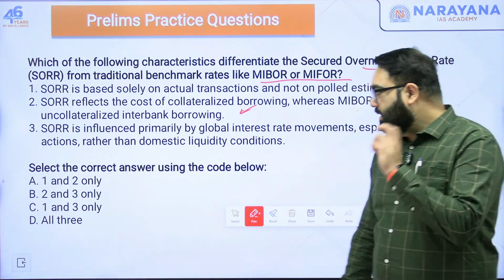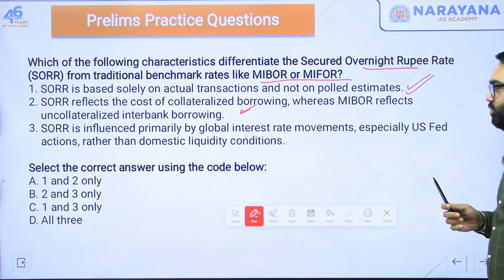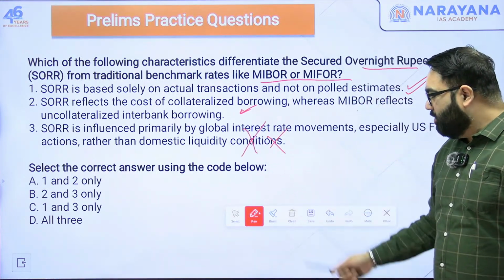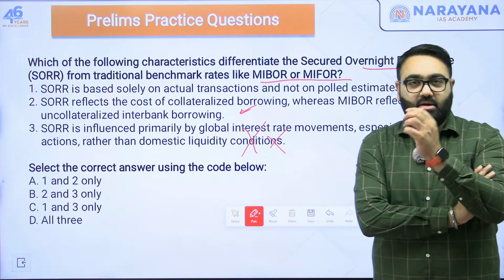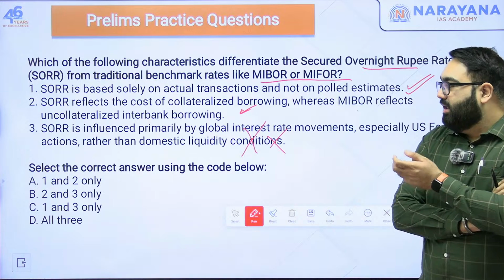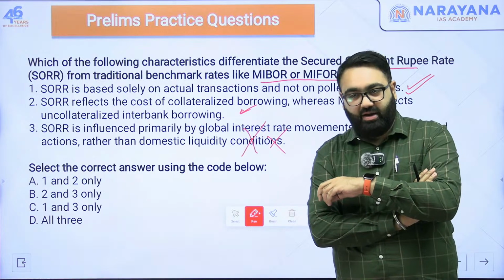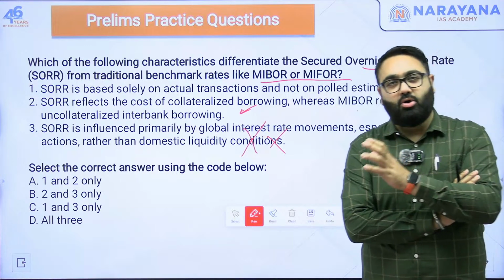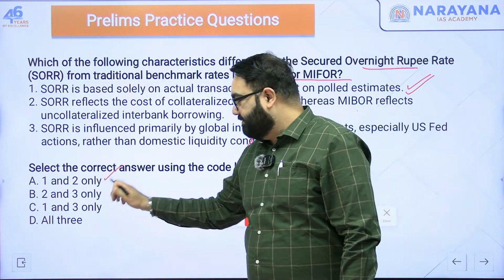Third, SORR is influenced primarily by global interest rate movements, especially US federal action, rather than domestic liquidity conditions. No, we just discussed SORR will not have any reference to what is happening in the global market. So it is not based on the global market or the global money supply or what the Federal Reserve is doing. It is mainly based on the domestic liquidity, what is happening in the domestic market, how the loans in the domestic market are being given for collateral or non-collateral purposes. So third will be wrong, 1 and 2 are correct. The answer thus is A.